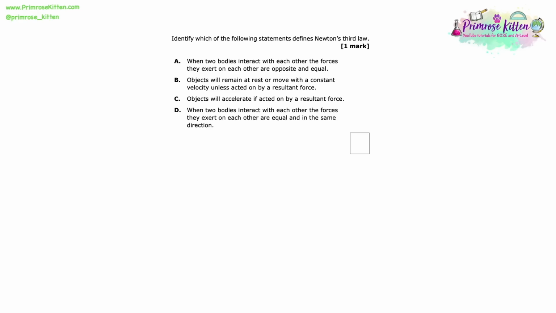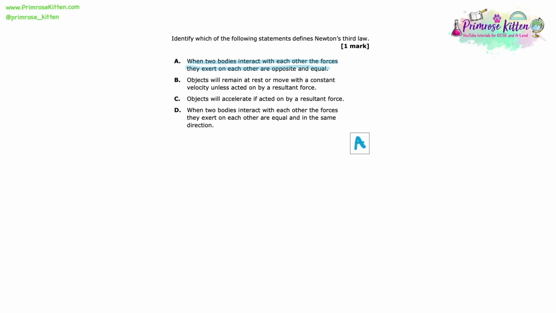Identify which of the statements defines Newton's third law. So we need to know which of these is the definition that fits. So Newton's third law states that when two bodies interact with each other, the forces they exert on each other are opposite and equal. So the answer to this one is indeed A. That is the only definition that fits our definition for Newton's third law. So that is our answer, A.